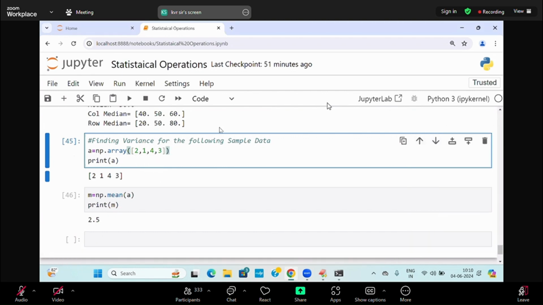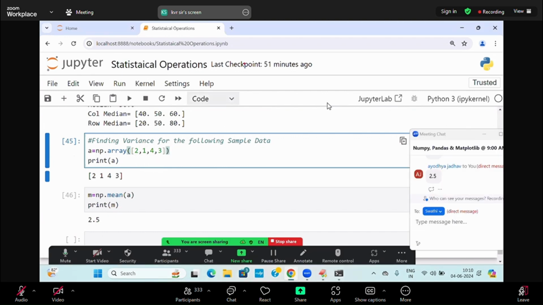2.5. How do you write the code? How do you write this now? I already told you the formula: sigma i equals 1 to n, (xi minus m) whole square, divided by n. So the calculation starts. What is x1 here? x1 is 2. So 2 minus 2.5, whole square. Plus, I'm going to take it.